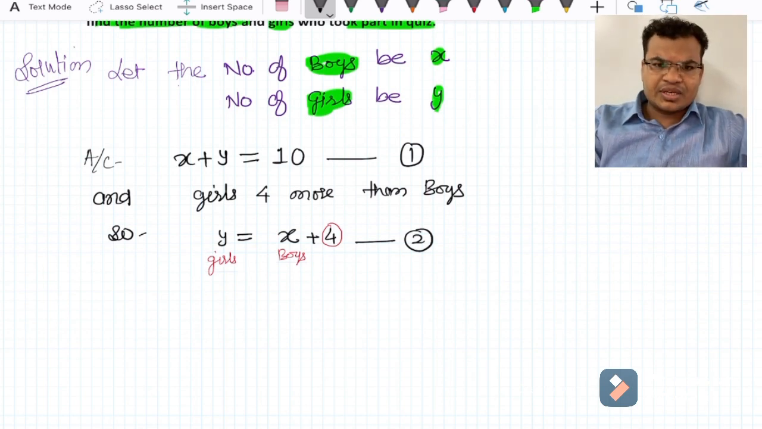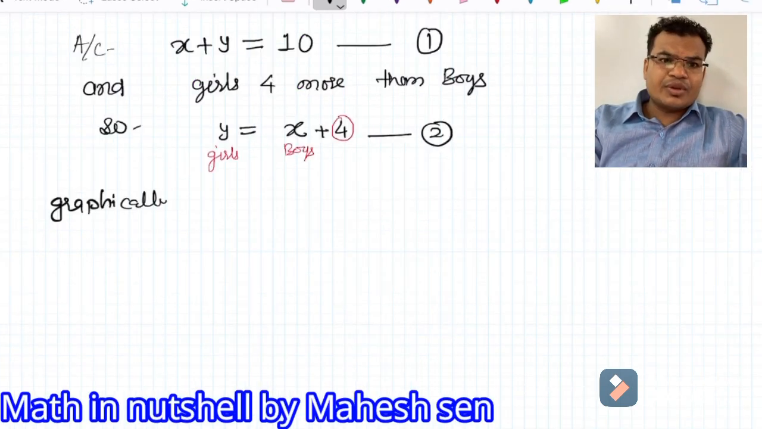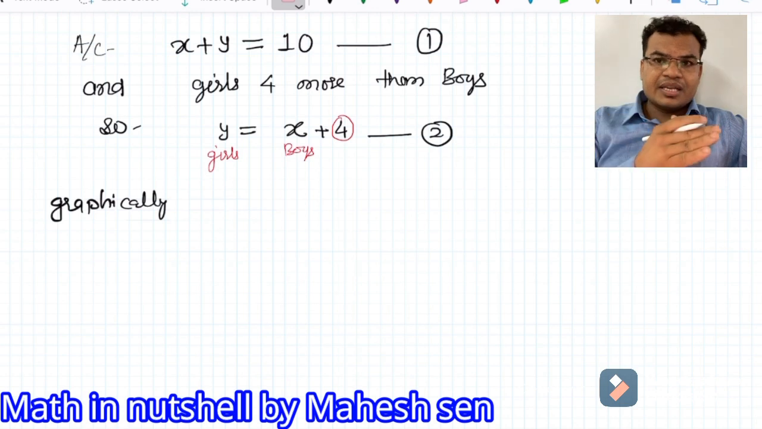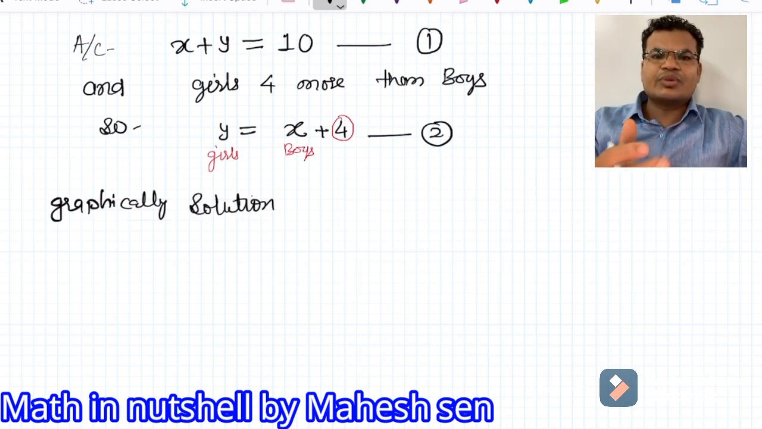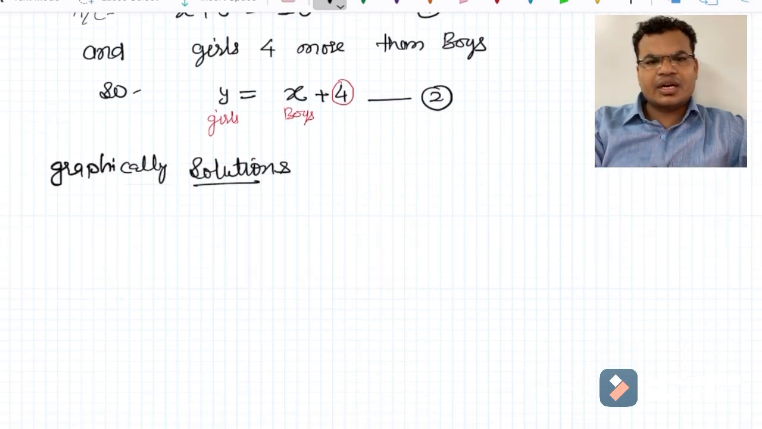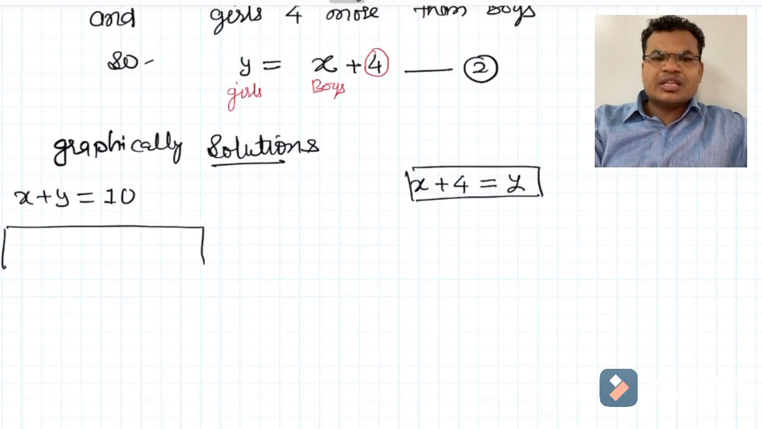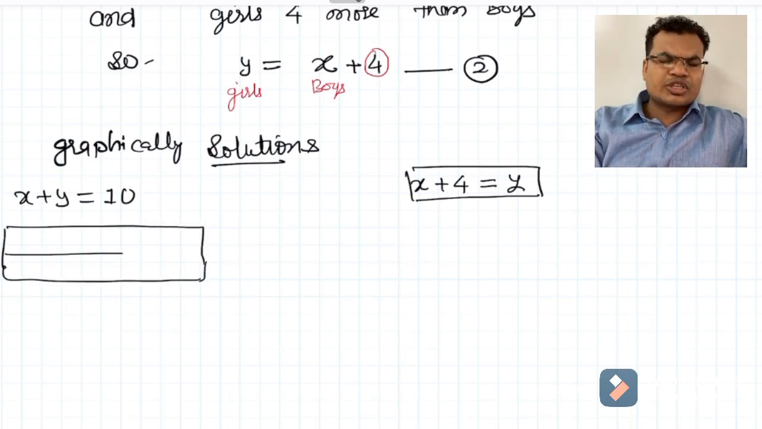After this we have to represent this graphically first of all, then we'll find the solution, the graphical solution. After drawing the graph, we'll get the solution where the lines intersect. You know very well how to represent the graph. For x plus y equals 10, we'll make 3 solutions. At least 2 solutions we require to make the line. So x and y we will put here.